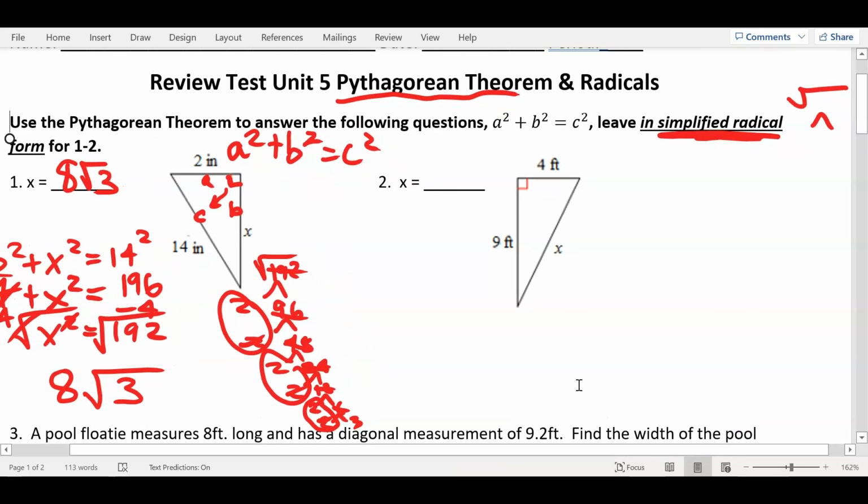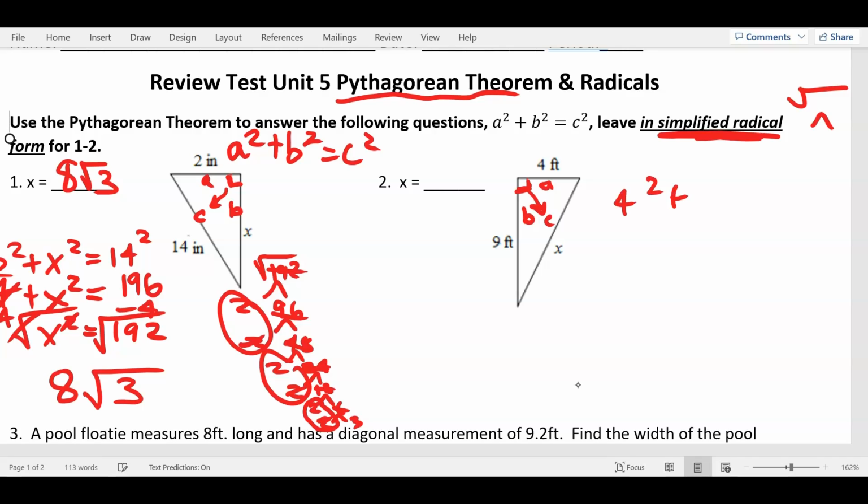Number 2, same idea. Here's a right angle, so label A and B next to it. Doesn't matter which one's A or B, as long as they're next to the right angle. Across from the right angle is C, very important. All right, so let's set this up. A squared plus b squared equals c squared. So 4 squared plus 9 squared equals c, which is x squared. Square your numbers. 4 squared, 4 times 4 is 16. 9 squared, 9 times 9 is 81. And then add them up. 16 plus 81 is 97.